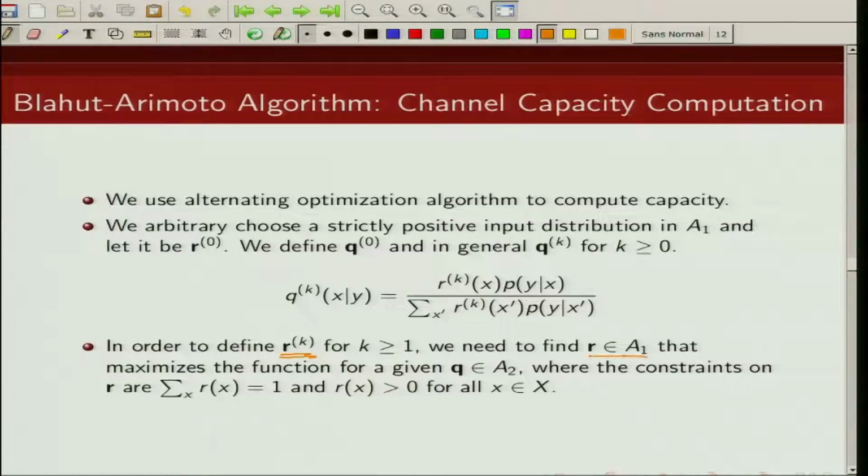So we need to find an R which belongs to this convex set A1 that maximizes a function for a given Q. Now remember, in addition to maximizing this function, we also have some constraints on R. And what are those constraints? The first one is that the sum of probabilities should be 1, and the probabilities are greater than 0. So these are the two constraints we have. So we want to find the optimal value of R given these two constraints.